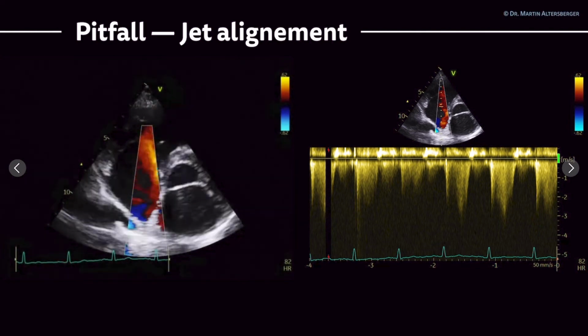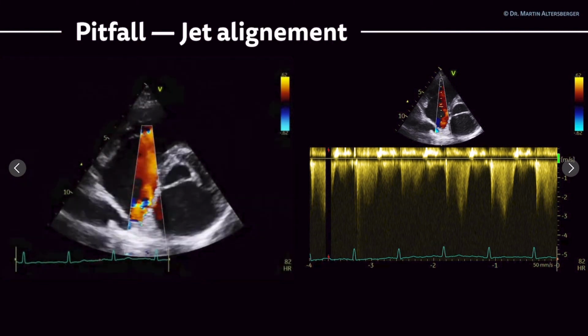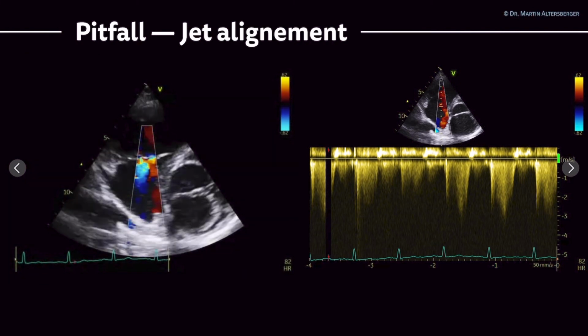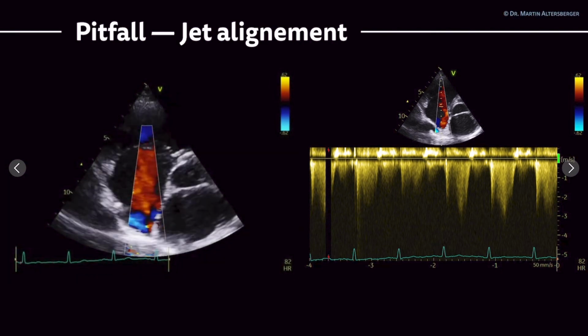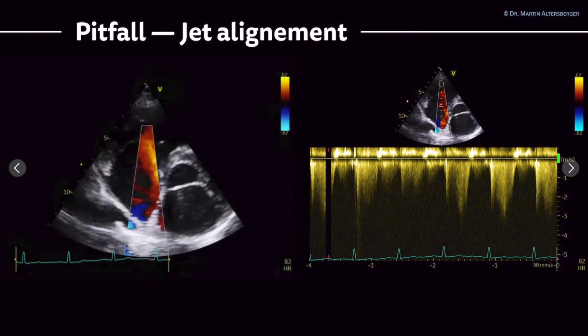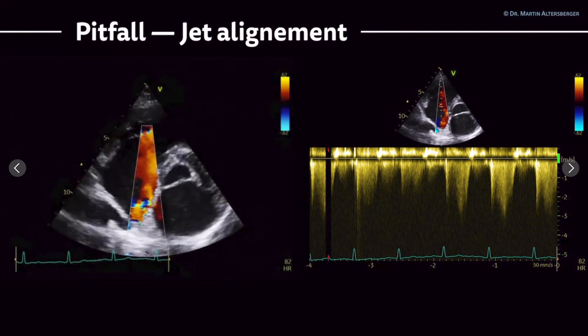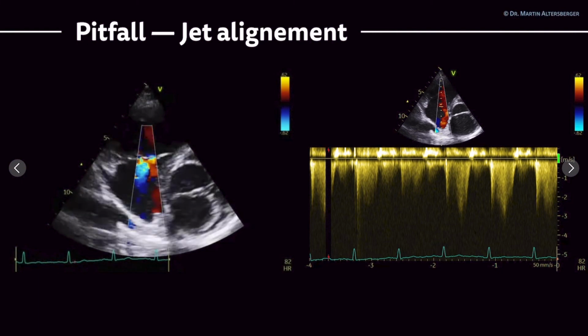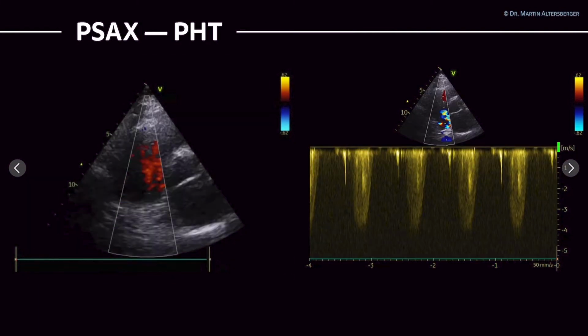So in these cases, we have to try other views. We have to rotate the transducer, tilt the transducer, turn the transducer, probably go to parasternal long axis or apical views. Optimally, you can measure tricuspid regurgitation in the apical views to get an optimal signal. Just keep in mind, wherever you measure tricuspid regurgitation, that the signal quality has to be optimal.